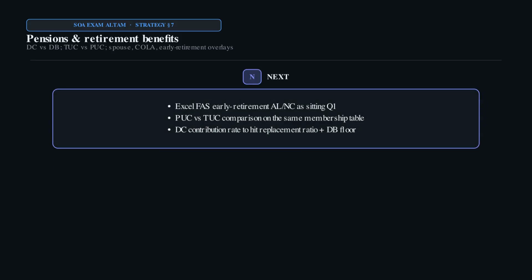Grounded variance. Excel final average early retirement AL and NC as question 1. PUC versus TUC on the same membership table, or a DC contribution rate to hit a replacement ratio alongside a DB floor. Climb all 7 pension priors after this.